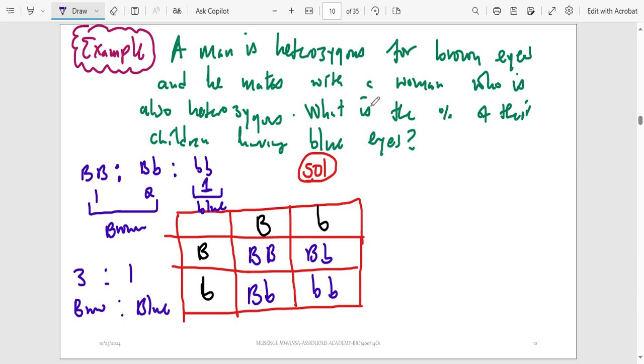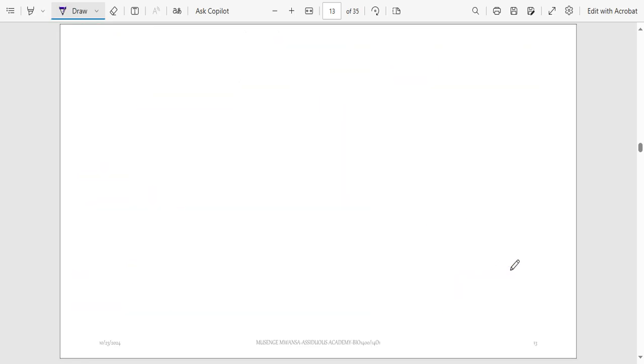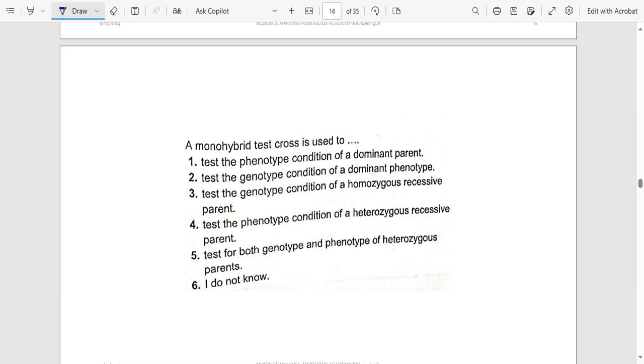So now what is the percentage of their children having blue eyes? Blue is only 1, and the total is 3 plus 1, that is 4. So multiply that by 100%. The chance of having blue eyes is going to be 25%. That is how you calculate this. So let's just look at some questions before you conclude.